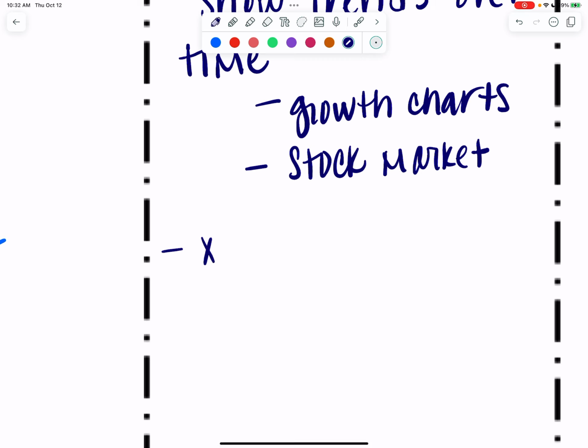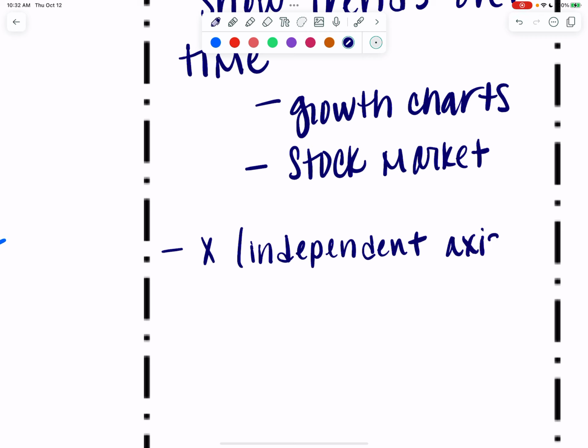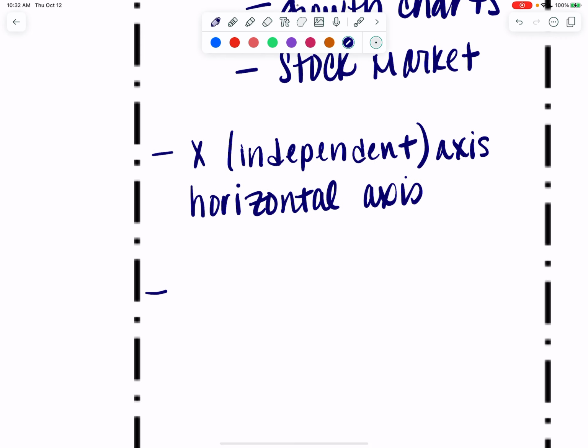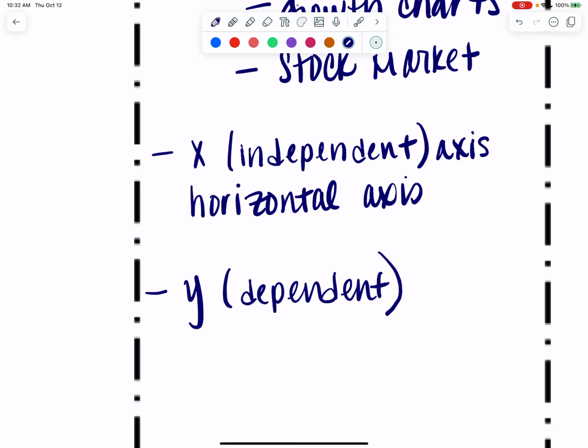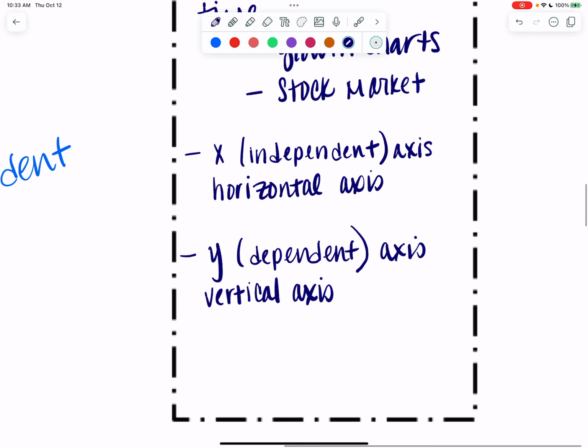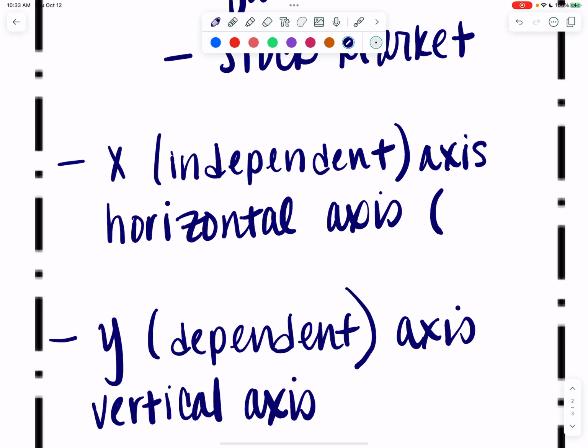Remember the X or the independent axis is the horizontal axis. The Y or the dependent axis is the vertical axis. When you do a line graph, typically the x-axis is probably going to be some type of time. It could be in months, it could be in years, it could be in days, but most of the time it's going to be time.